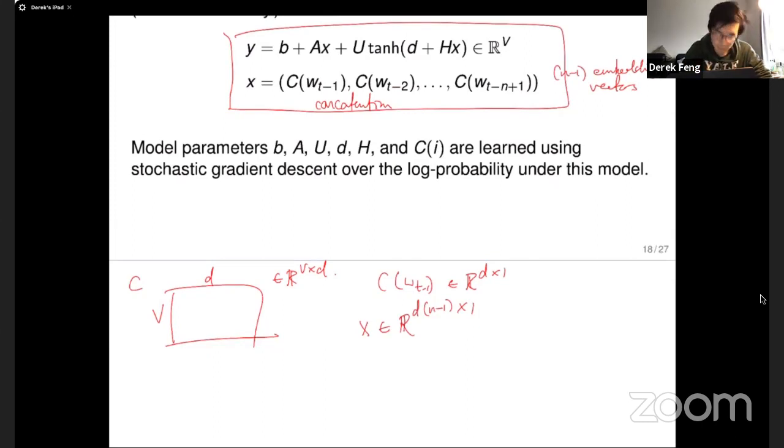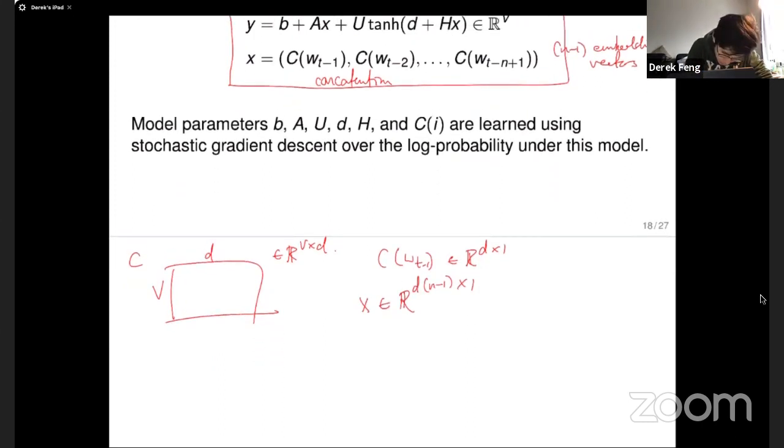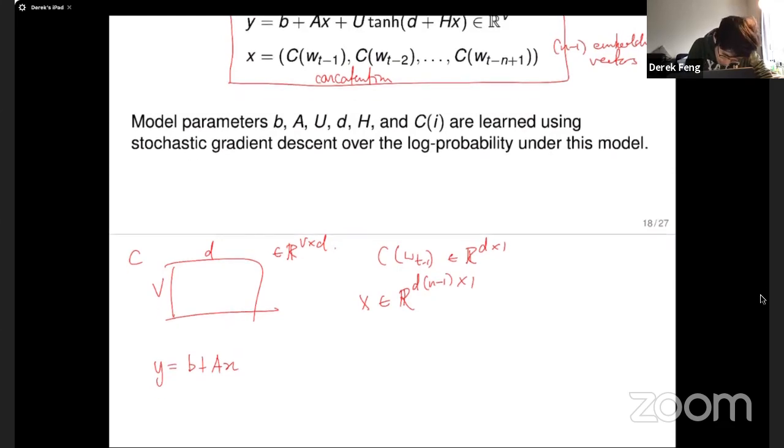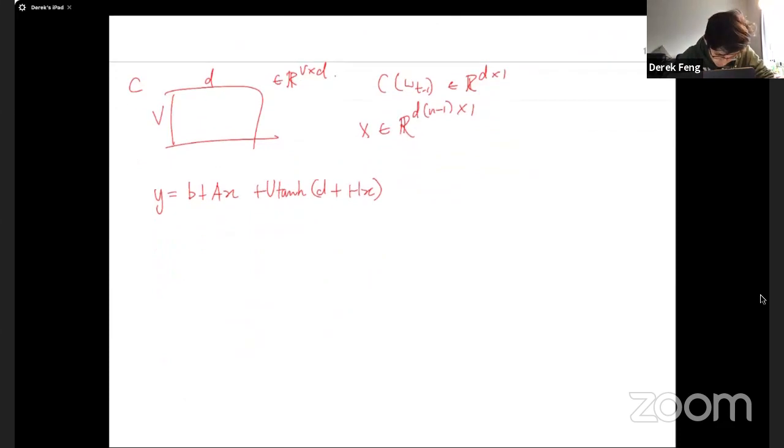One route is just to go with what we had before, which is y equals b plus Ax, right? That was what we had before. Remember, you started with your x and you hit it with b plus A. But now I'm going to add a nonlinear component, where I have the same b plus Ax, but now it's going to be d plus Hx, and I'm going to hit it with a nonlinear function. And then I'm also going to hit it with a U. Okay, so let's see how this works.